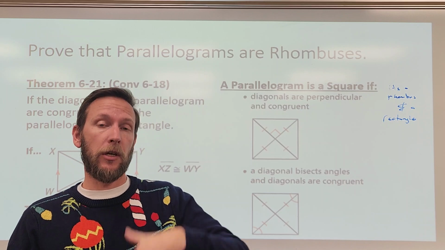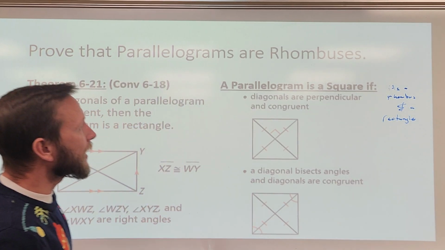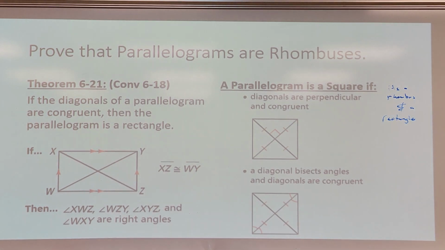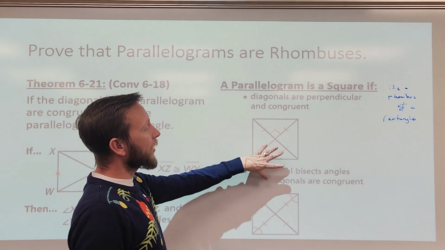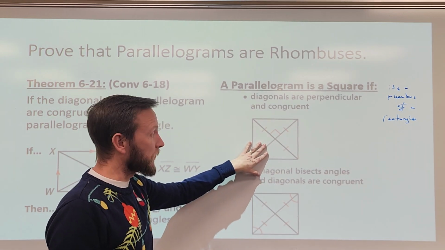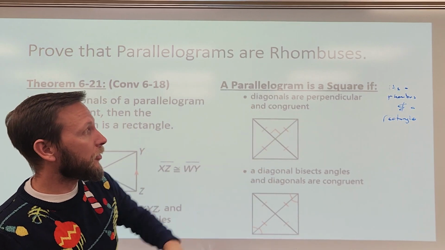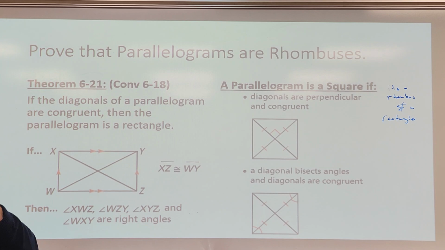The sides are congruent, the angles are congruent. It is a regular quadrilateral. So here, a parallelogram is a square if the diagonals are both perpendicular and congruent. If the diagonals are perpendicular, then that means that it's a rhombus. If they're congruent, that means that it's a rectangle. So if these two things are happening, then it is a rhombus and a rectangle, which means it's a square.